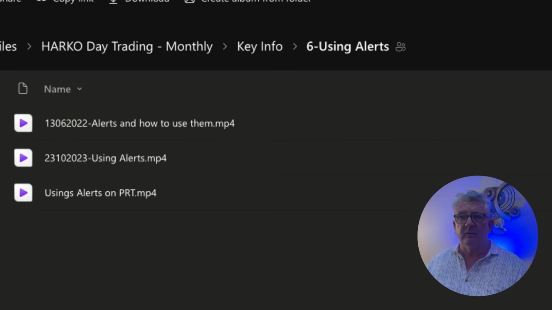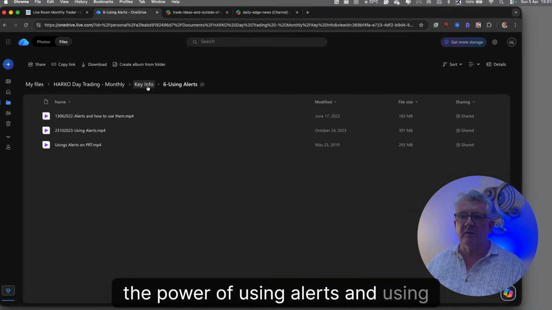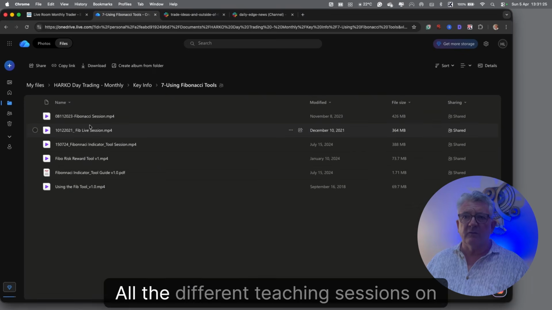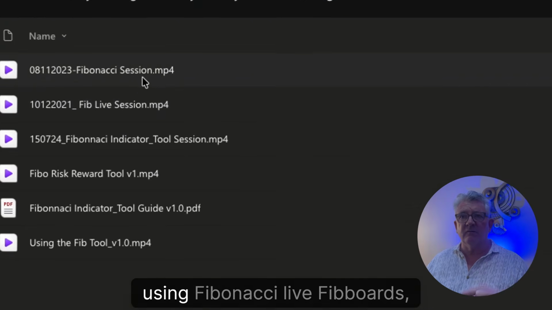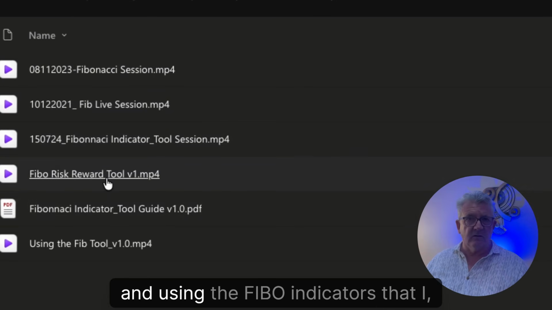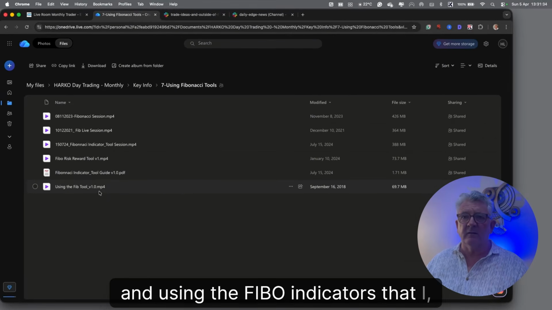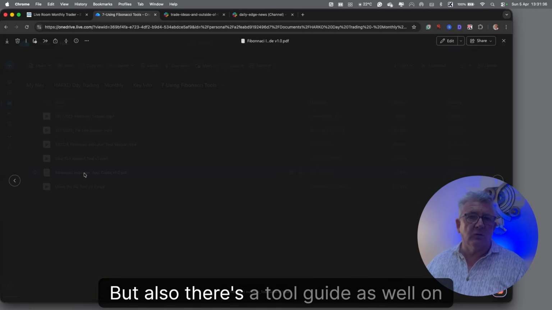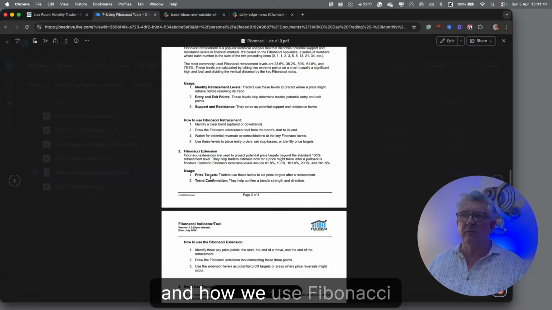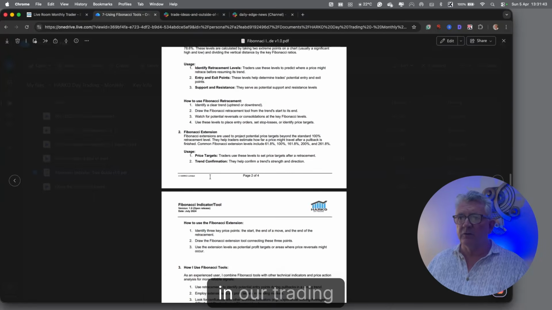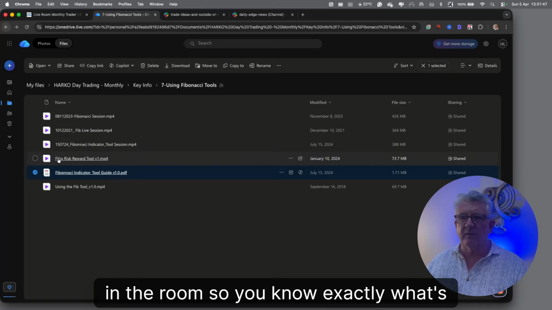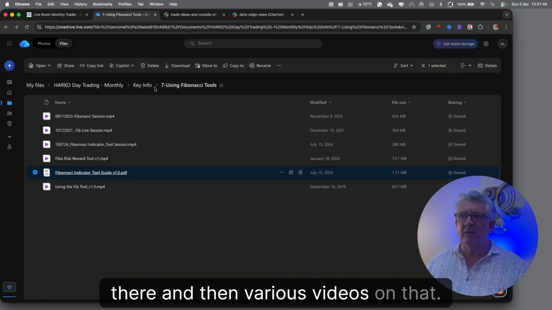Using alerts, the power of using alerts and using alerts to actually trade. Fibonacci tools, all the different teaching sessions on using Fibonacci, live Fibos, doing live trading, and using the Fibo indicators that I've done. But also there's a tool guide as well on what and how we use Fibonacci in our trading in the room, so you know exactly what's there. And then various videos on that.